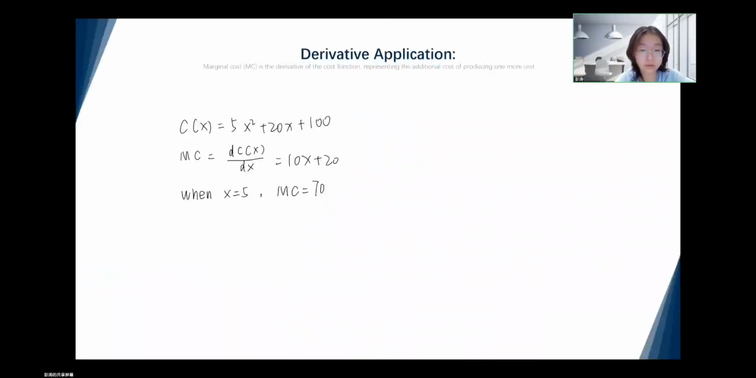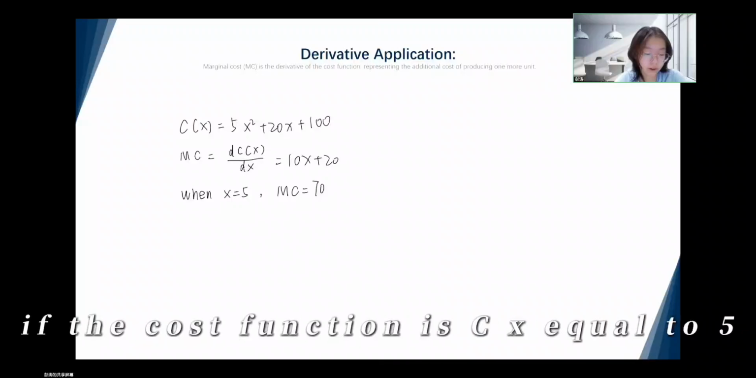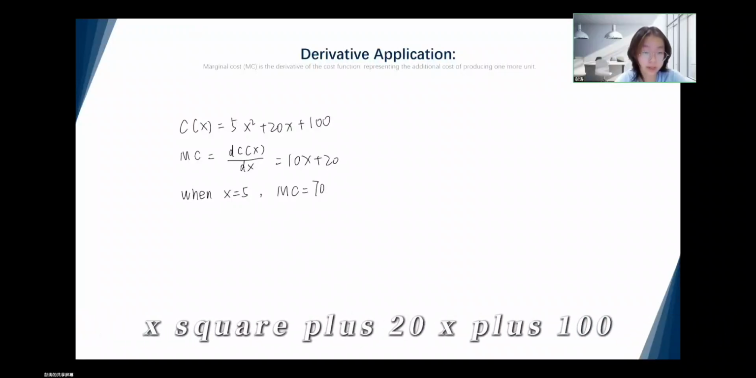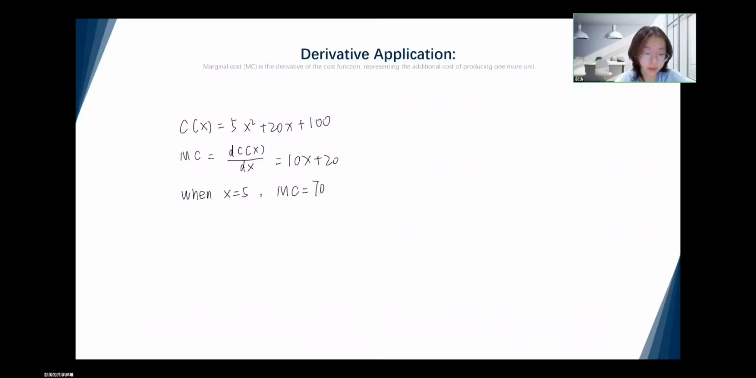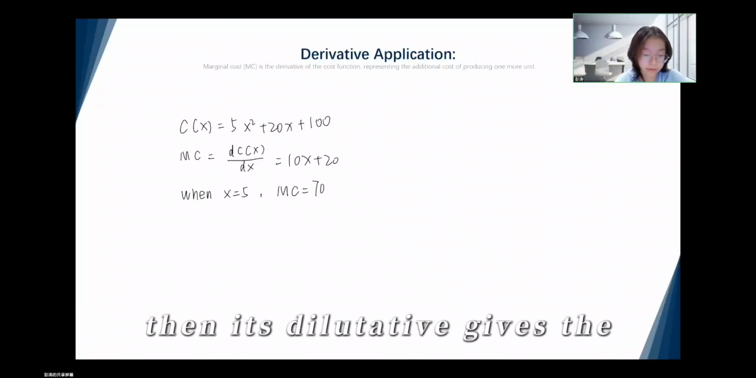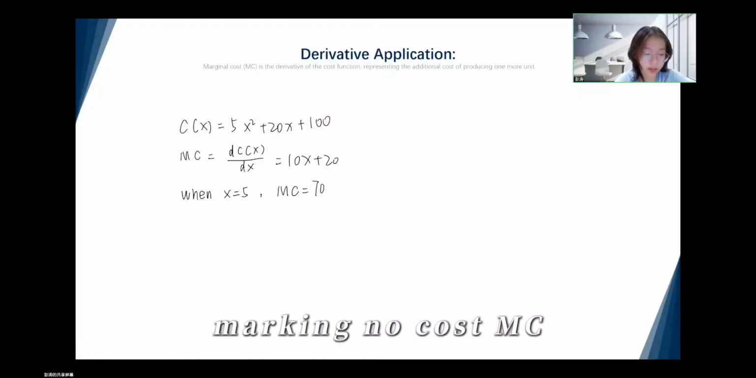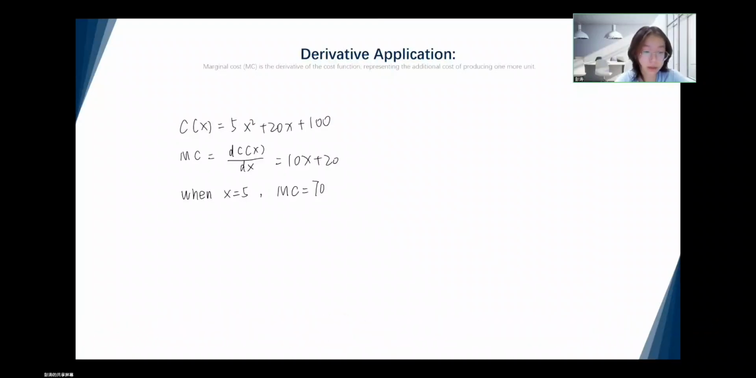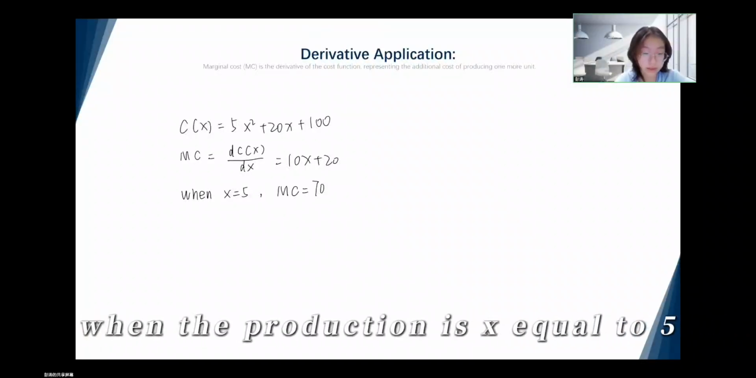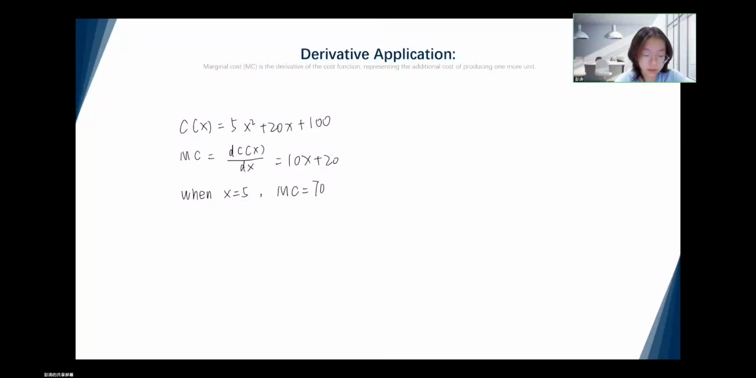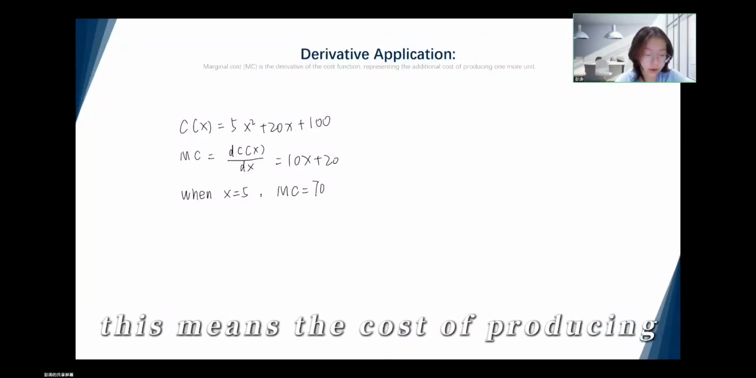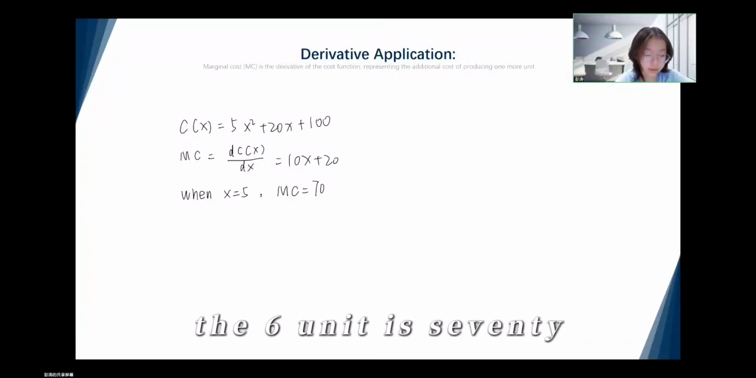For example, if the cost function is C(x) equal to 5x squared plus 20x plus 100, then its derivative gives the marginal cost MC equal to 10x plus 20. When the production is x equal to 5, the marginal cost is 70. This means the cost of producing the 6th unit is 70.